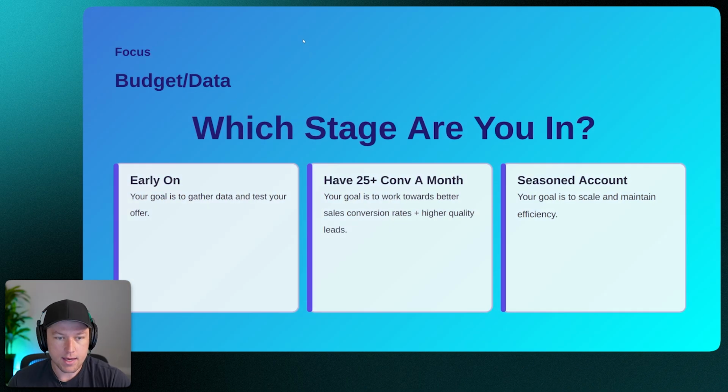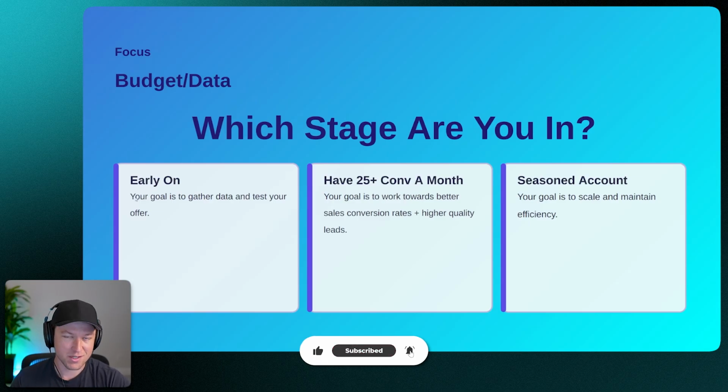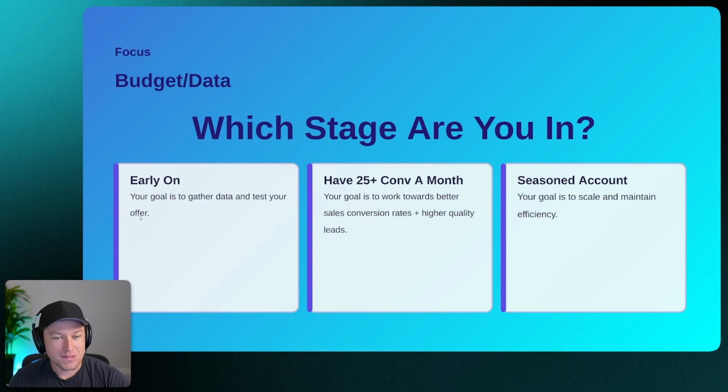So the first thing is, which stage are you in, right? Early on, which is self-explanatory, your goal is to gather data and test your offer. So you don't really have that much spend, you don't really have that much data. Maybe you're brand new. Maybe you tried them previously and now you're optimizing towards a different goal. A lot of different things come into that equation. Ad spend is still somewhat relevant. However, even if you have a ton of ad spend and you don't have the data, you might be on the early on stage, but you'll get past it a lot faster.